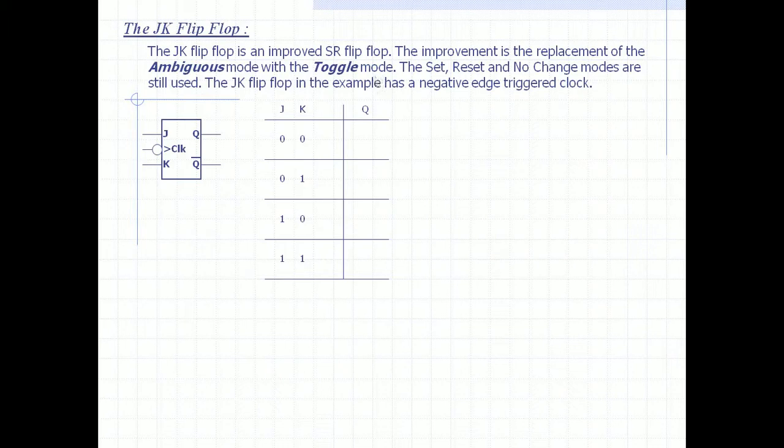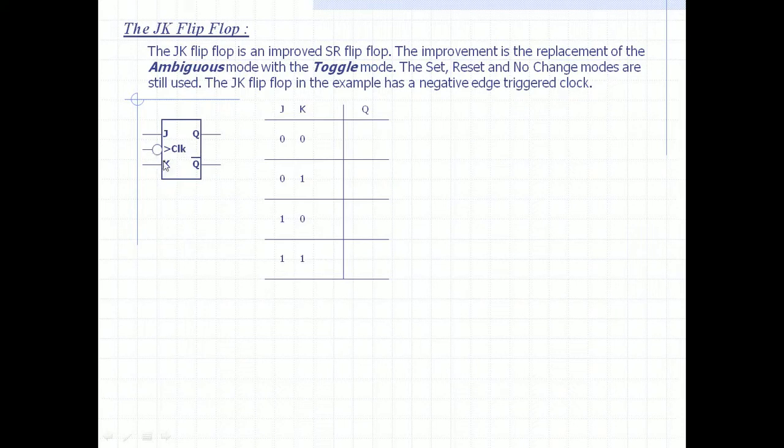If it is 1, it becomes 0. If it is 0, it becomes 1. So the set, reset and no change modes are still used like we used in SR flip-flop, while this ambiguous mode is relieved.